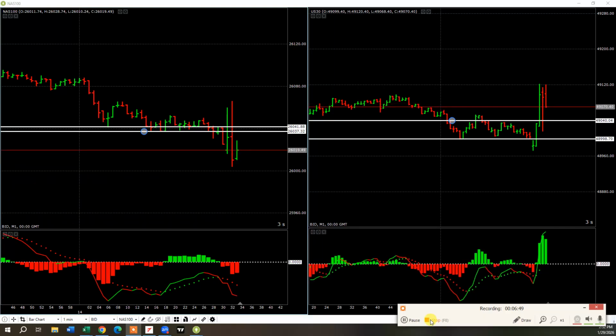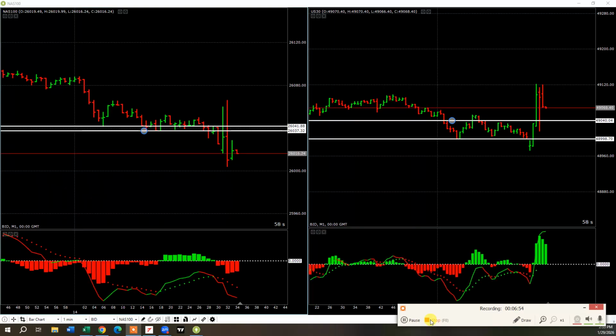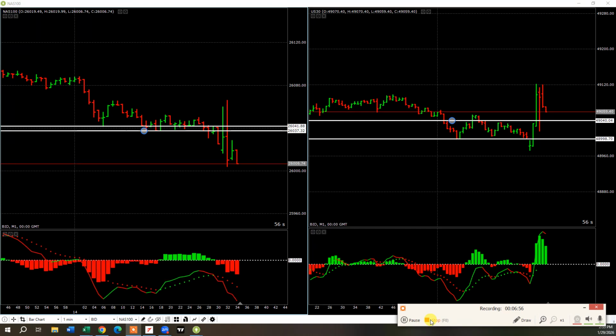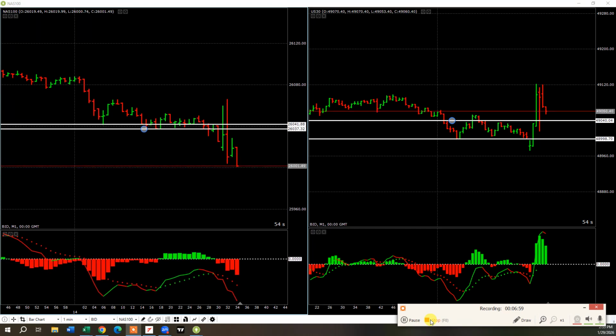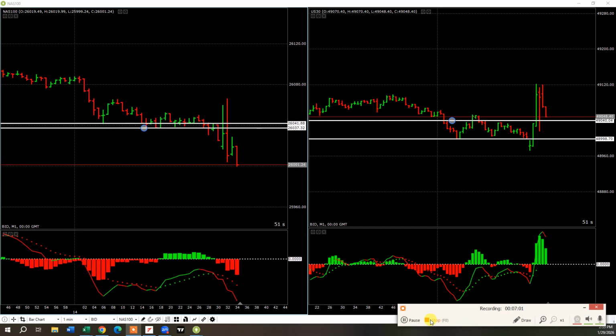As always, everybody, still trade safe. We get a NAS 26.040. I'm interested. For now, I'm on the fence with the NAS, and the Dow's closed 49.1 from 49.040 again.